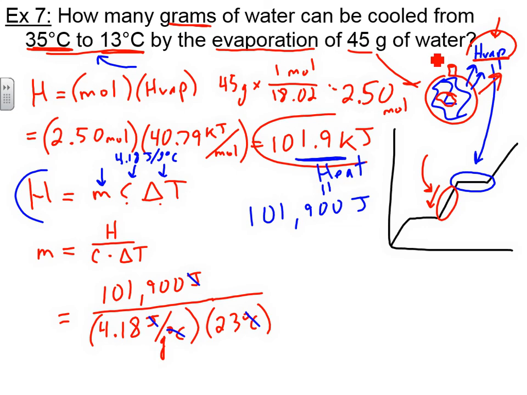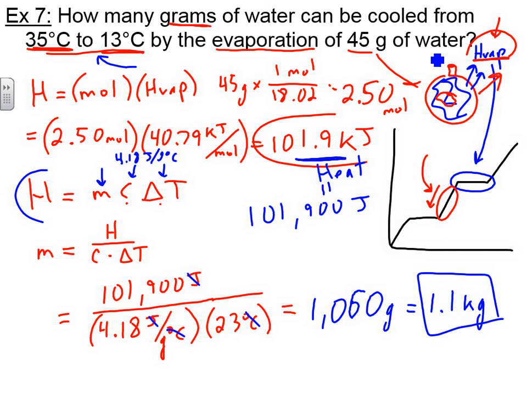Go ahead and put this in. And we got 101,900 divided by 4.18, and then also divided by 23. Make sure you plug this in correctly. So you get an answer that's 1,159.960. This is grams. So really, 1 kilogram. We have 2 sig figs as always, so 1.1 kilograms of water. Now that is pretty impressive. You can cool a whole kilo by 23 degrees Celsius if you vaporize water.